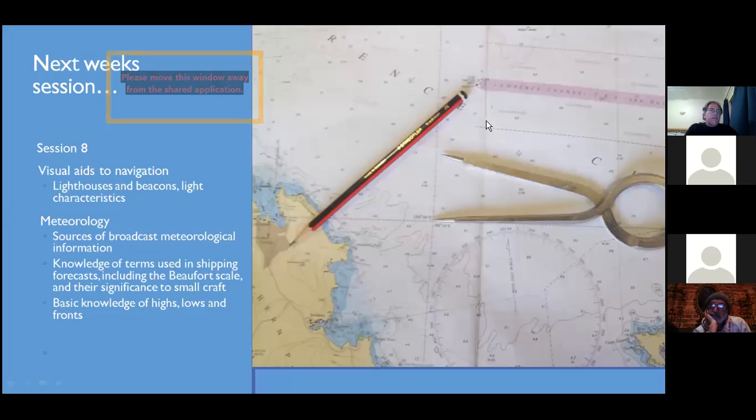So next week, visual aids to navigation, lighthouses, beacons, light characteristics, that sort of thing. So these are things that you'll actually see at sea. And then some meteorology, just the basis of meteorology, the knowledge of terms, shipping forecasts, Beaufort scale, and some basic knowledge about highs and lows and fronts. So you can have a look out the window, hopefully, and have a little bit of a better option.